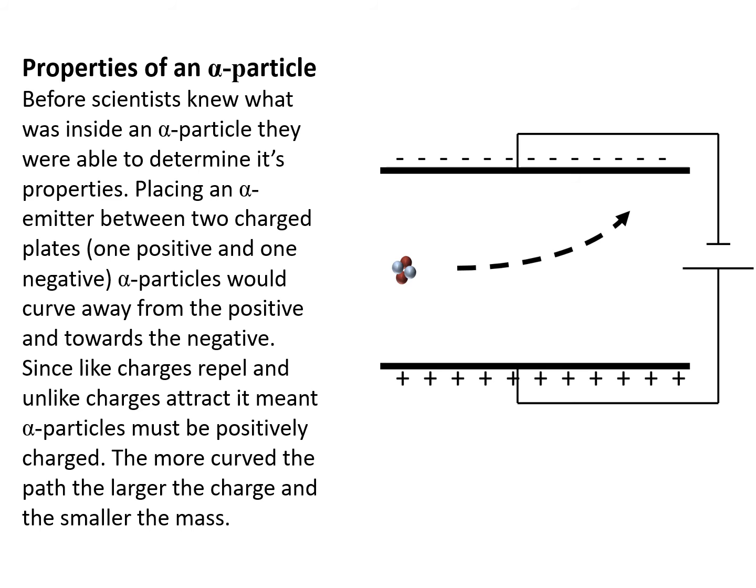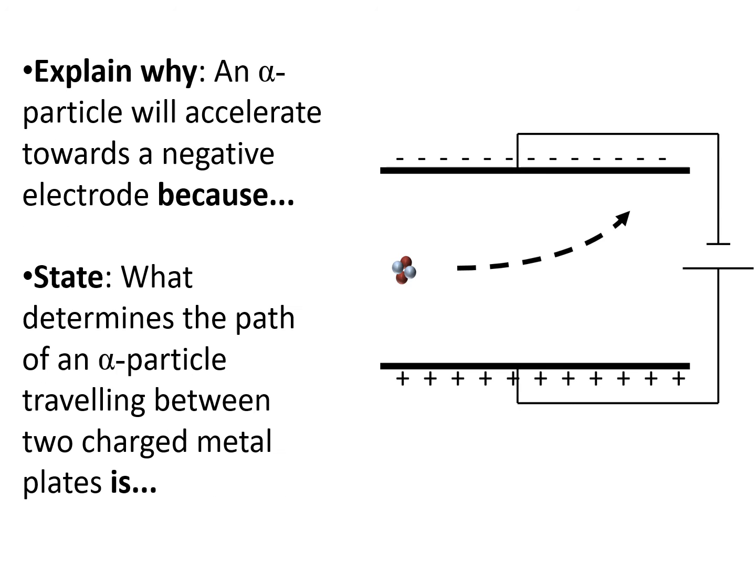The more curved the path, the larger the charge, and also the smaller the mass. So the curvature of this particle will tell us the mass and the charge of that particle. Explain why an alpha particle will accelerate towards a negative electrode. Then, state what determines the path of an alpha particle traveling between two charged metal plates.